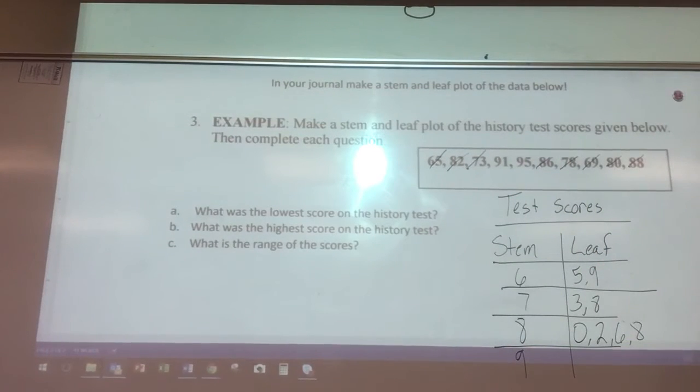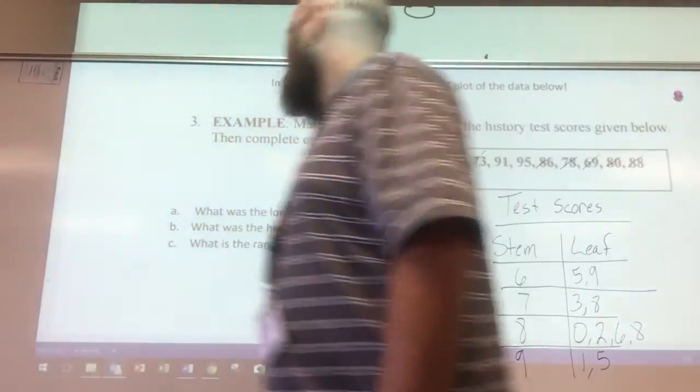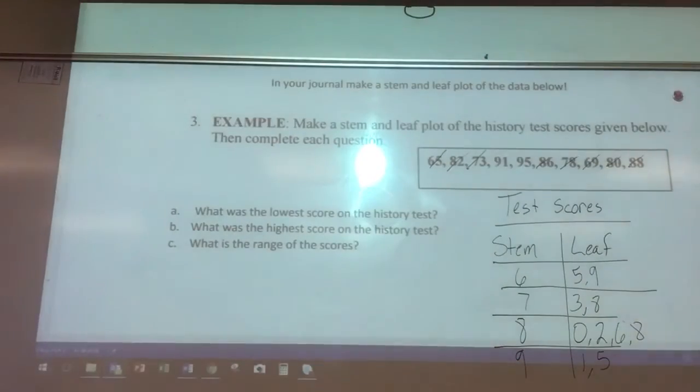And my 90s. What's going to be in my 90s? Addison. 1 and 5. Okay, a 1 and a 5. So I have 91 and 95. So our 3 questions, A, B, and C.